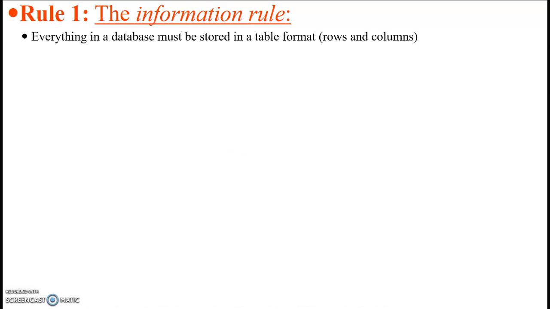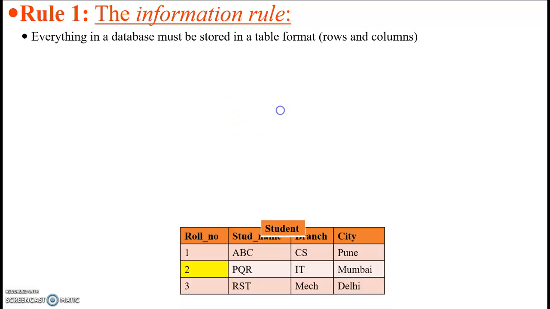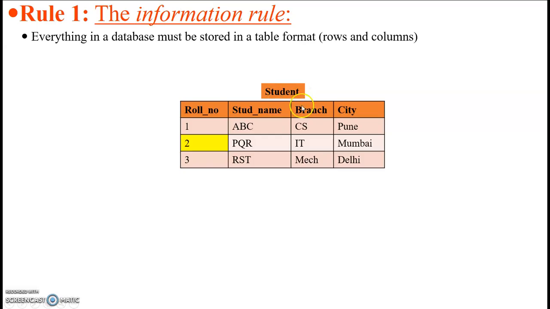The information rule says that everything in a database must be stored in a table format. That means in the format of rows and columns. For example, I have a table student which has attributes roll number, student name, branch and city. In this table, the data should be represented with these as columns. These are the rows, and one particular intersection of column and row is called a cell. So everything in the data must be stored in the table format. This is the information rule.